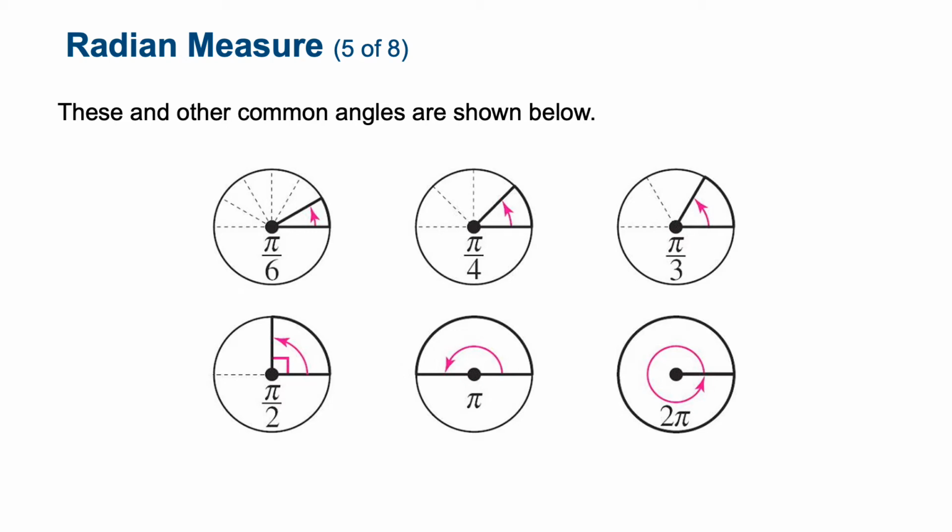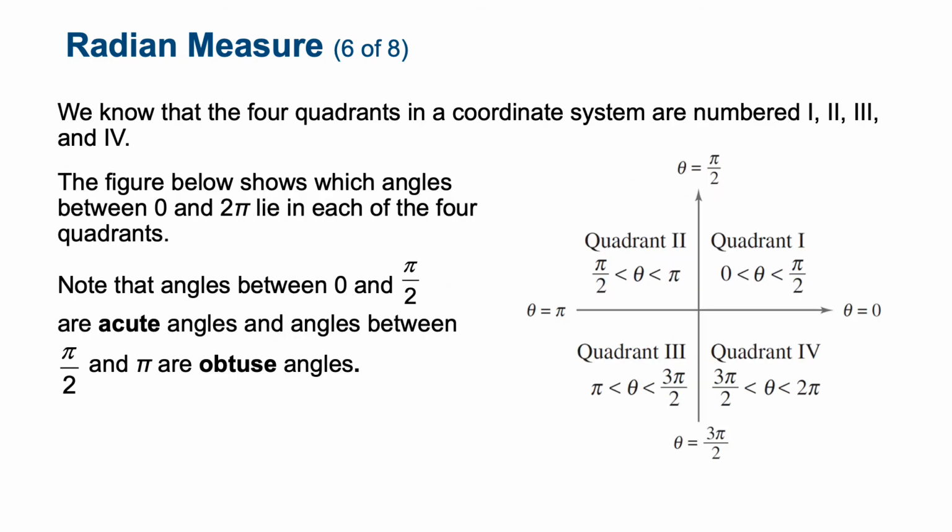Pi over 2, 90 degrees, see the little box? Pi, that's just 180 degrees, half of the circle. And then the entire circle, going from one rotation all the way around, is considered 2 pi. The angle in radians is 2 pi.